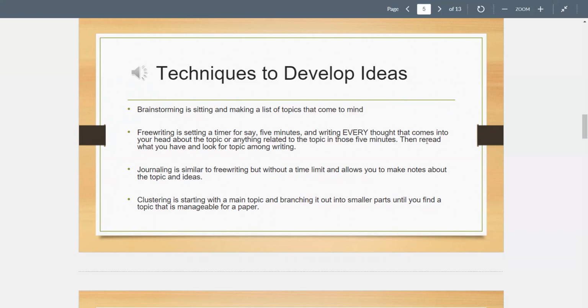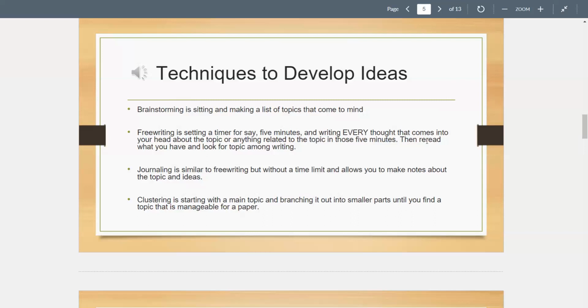Then, after the timer goes off, we can reread what we've written and we might find a topic among our writing. It might give us some unique topics that other people might not write about. It might give us something that we know a lot about, something that pops up a lot in our writing. So, there are a lot of different ways where this is helpful.